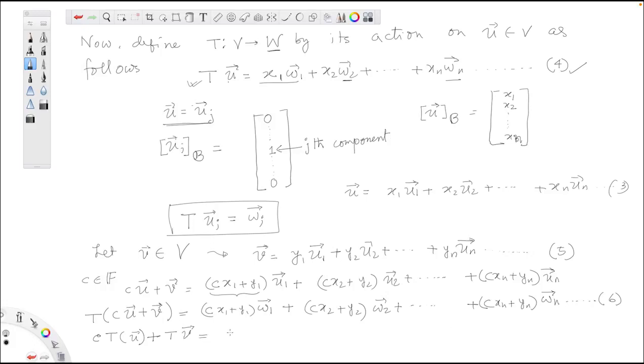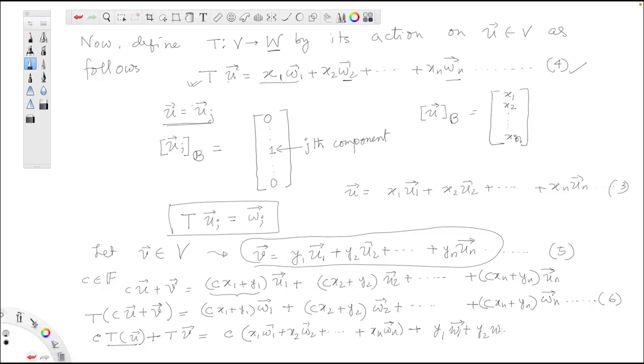So what do we get? t of u is already defined in equation 4, so this is c times x1 w1 vector plus x2 w2 vector all the way up to xn wn vector. That's t of u. And what is t of v? v is given by equation number 5. So t of v, using equation number 4, will give us y1 w1 vector plus y2 w2 vector plus all the way up to yn wn vector.